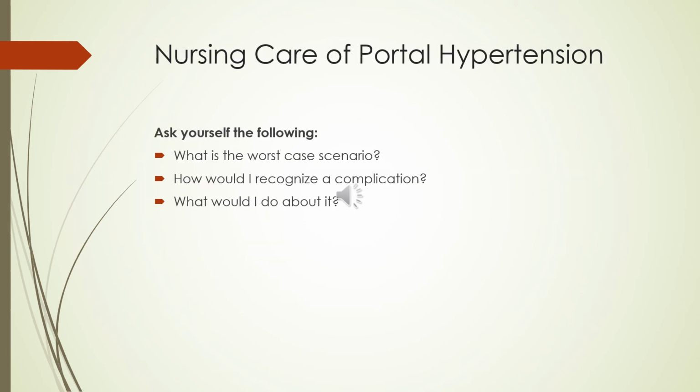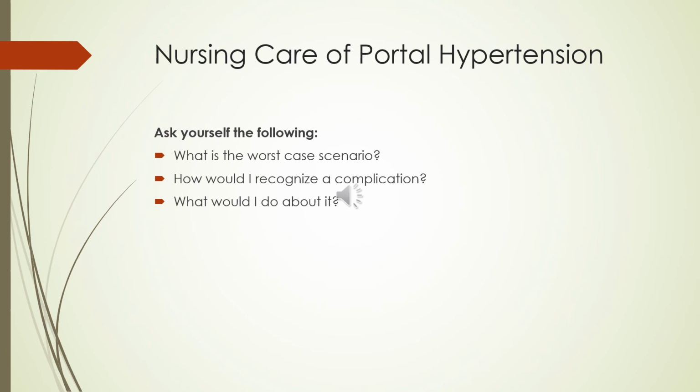So nursing care of portal hypertension, what I want you to do is ask yourself the following. What is the worst case scenario that could happen? How would I recognize a complication? And then what would I do about it? So for instance, esophageal varices happens to be a complication of portal hypertension. Esophageal varices then can lead to GI bleed, which can lead to hypovolemia, which leads to shock and eventually death if not taken care of.